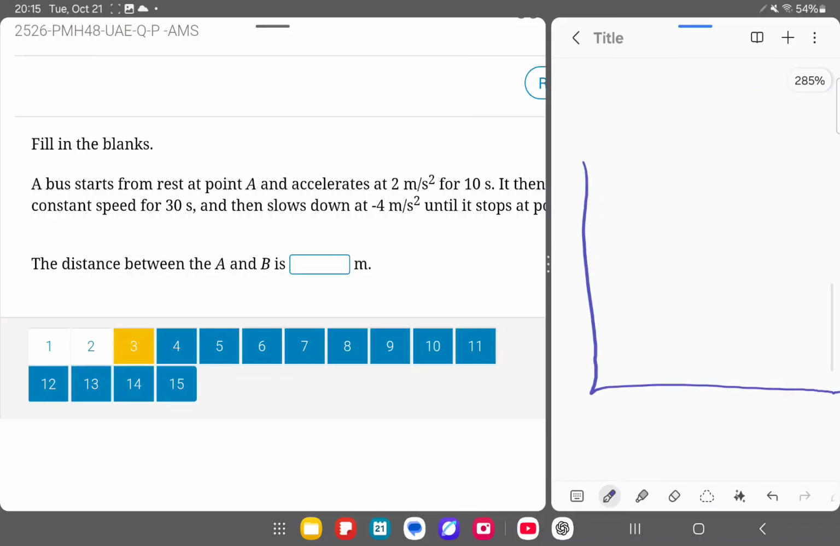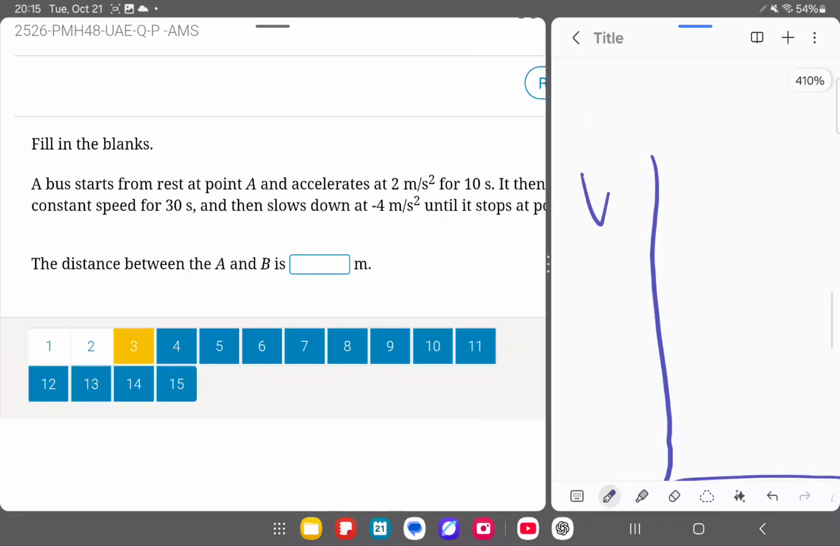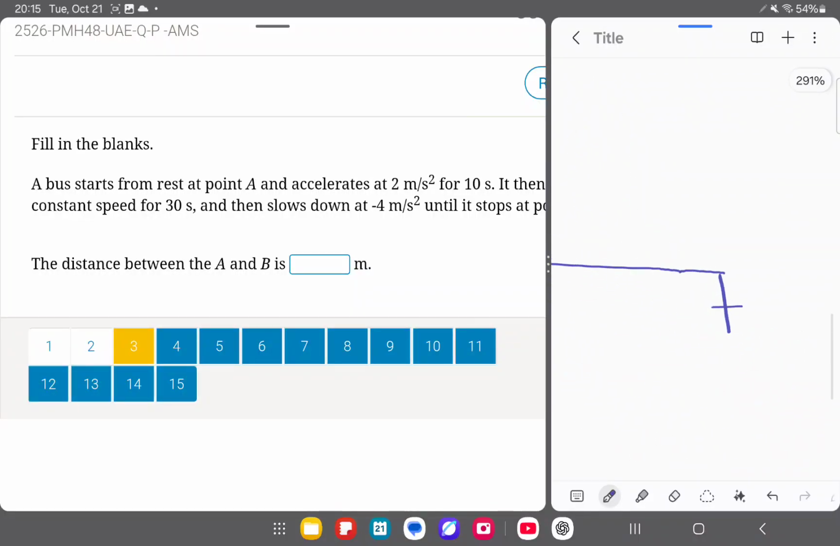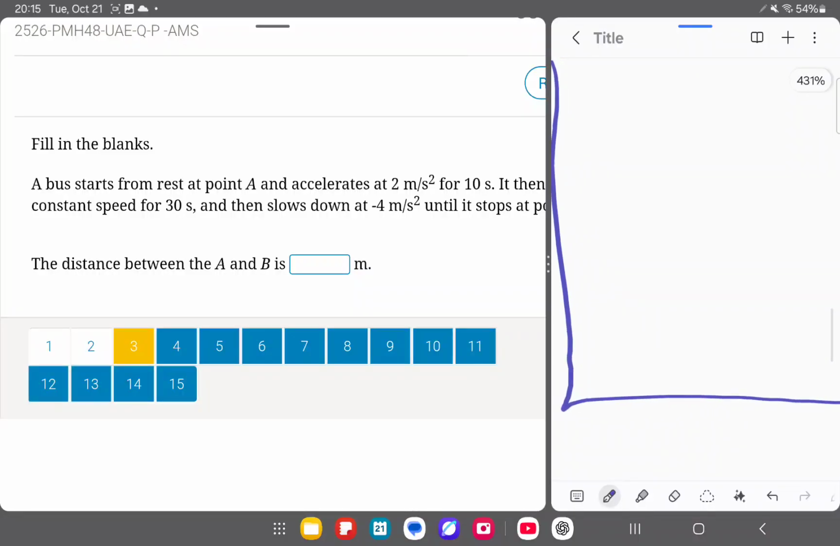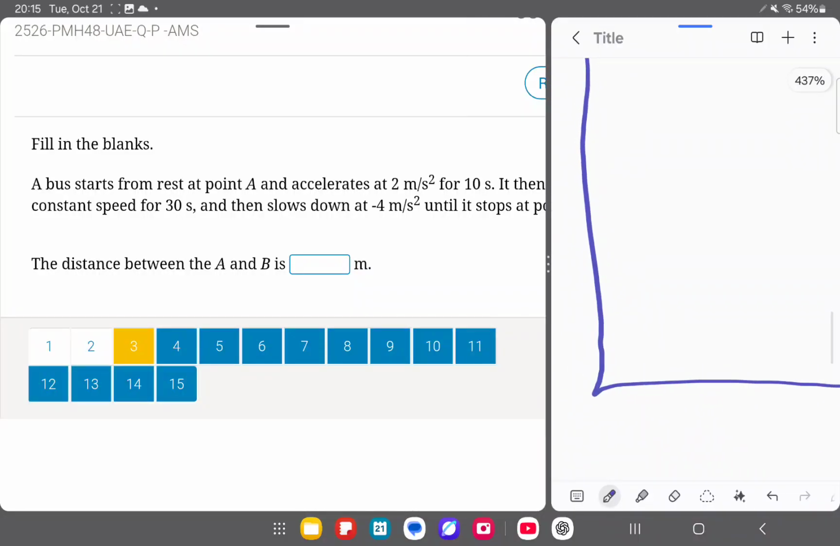They're stating it starts from rest. We'll use a VT graph, because if you use an XT graph, it will be curves everywhere. It will be super complicated. A VT graph is obviously the best way to do this. So in the VT graph, when it accelerates, it slopes upwards. It doesn't have to be perfectly to scale, but it's stating here 2 meters per second squared.